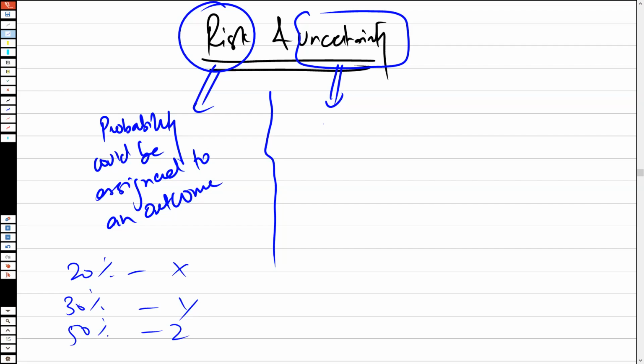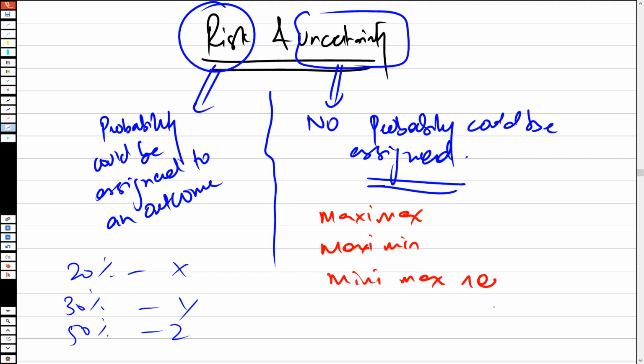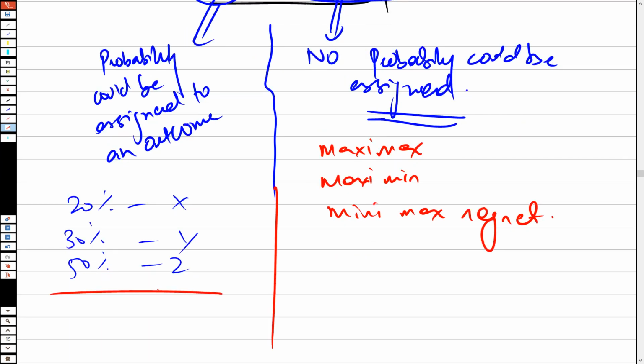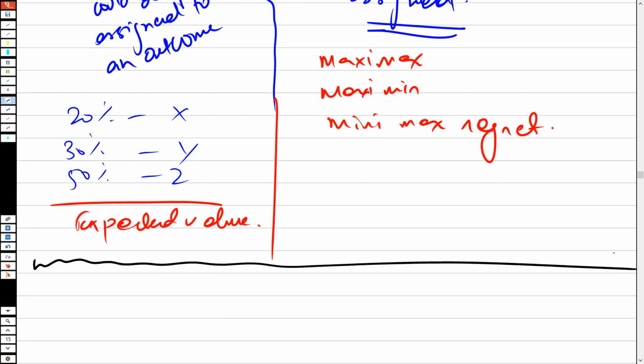Now what next? When we talk about uncertainty, the concept of uncertainty is that no probability could be assigned. When the probability could not be assigned, you're facing uncertainty. When we talk about uncertainty, there are three different techniques: maximax, maximin, and minimax regret. And when you're talking about risk, you've got the expected value technique.